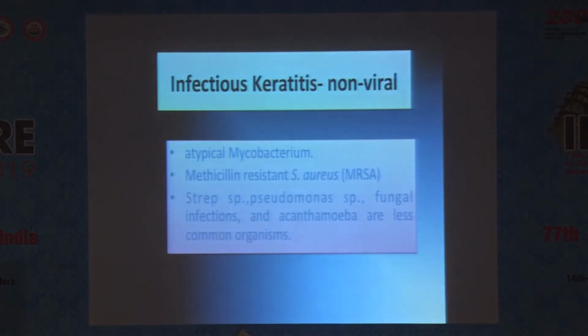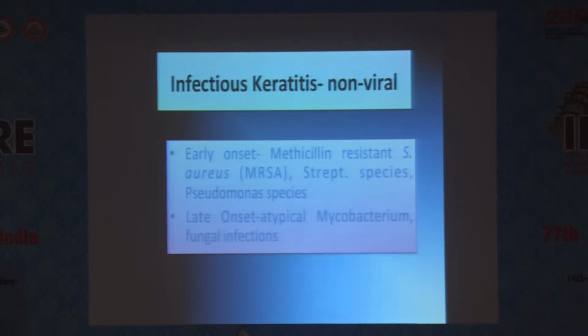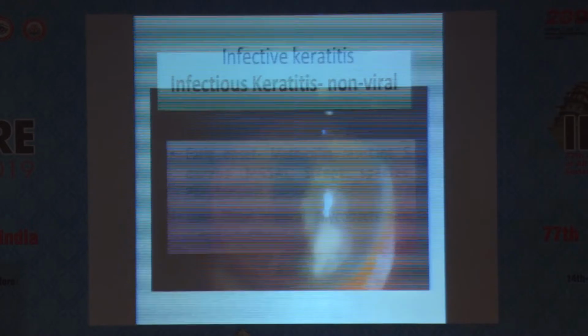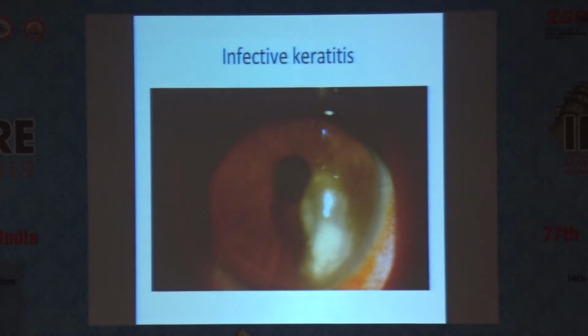And non-viral keratitis could be atypical mycobacterium. Normally atypical mycobacterium is seen when it arrives a little later. Methicillin resistant Staph aureus, Streptococcus species, Pseudomonas species, fungal infection and Acanthamoeba are less common organisms. Early onset is methicillin resistant, and late onsets are either atypical mycobacterium or fungal. This is a typical picture of infective keratitis.